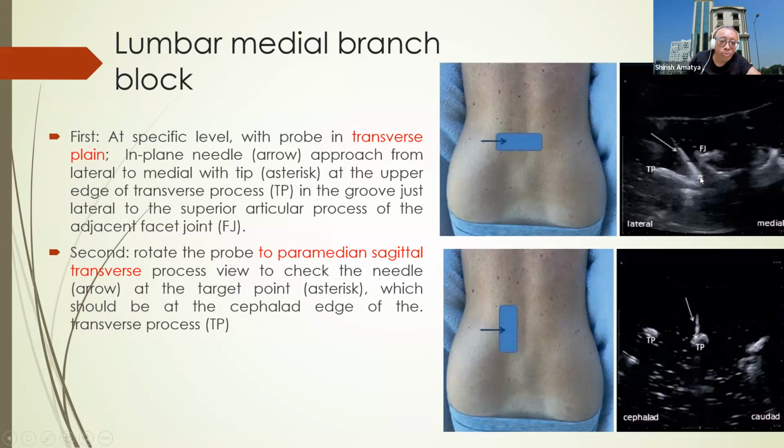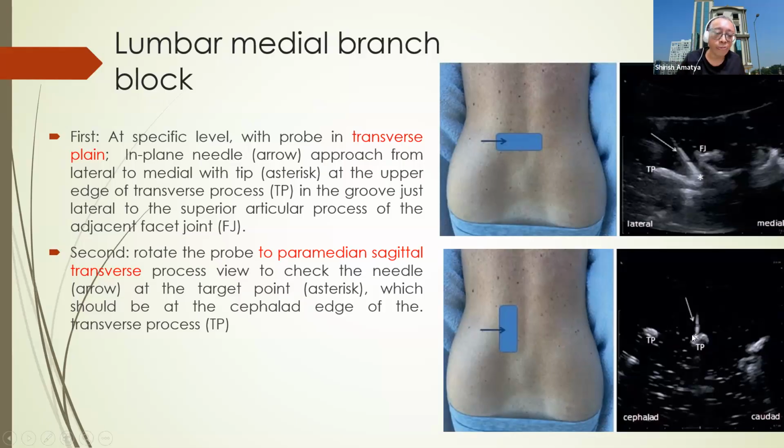We can confirm the needle position by rotating the probe 90 degrees. In this position, we can see a paramedian transverse process view. You can easily see the transverse process like a finger-like projection, and our needle should be over the transverse process near the cephalad edge of the transverse process. This is the end point of the needle placement for the median branch block.